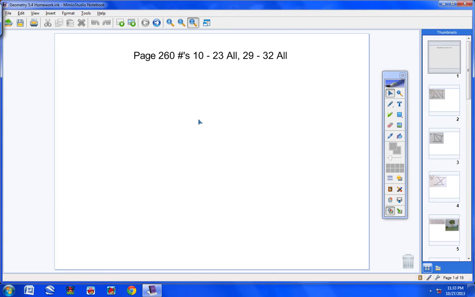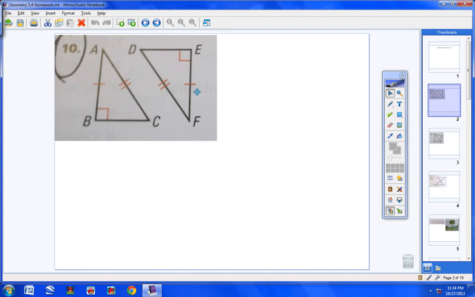For numbers 10, 11, and 12, the directions say, determine whether you can use the HL congruence theorem to show that the triangles are congruent, and then explain your answer. Let's take a look at number 10.